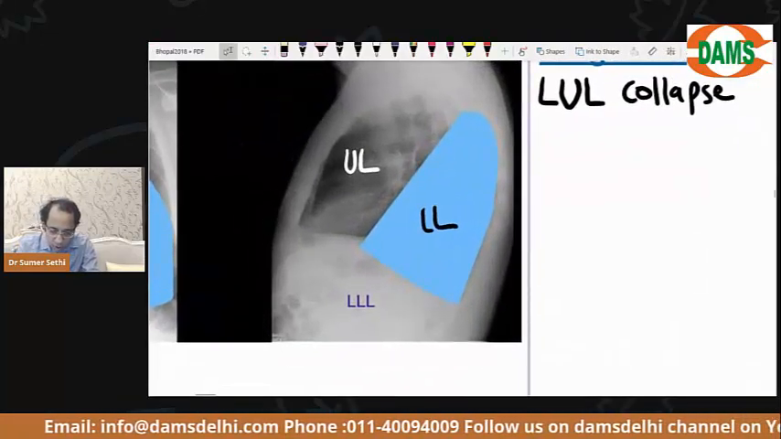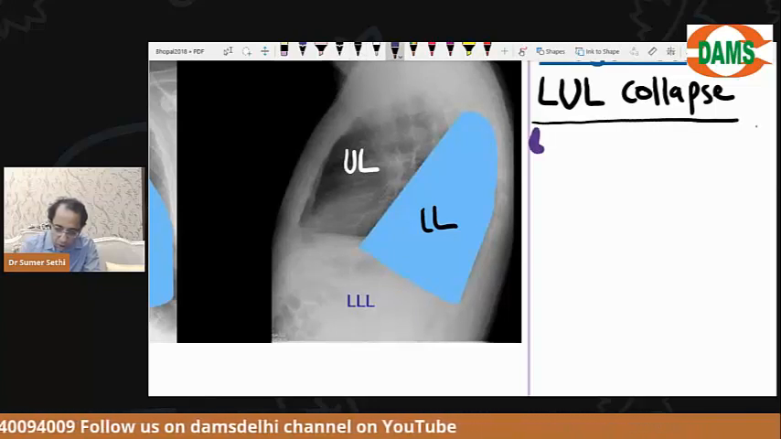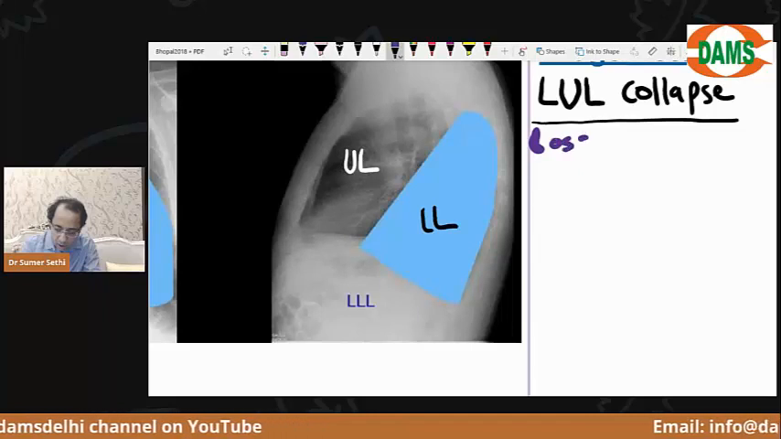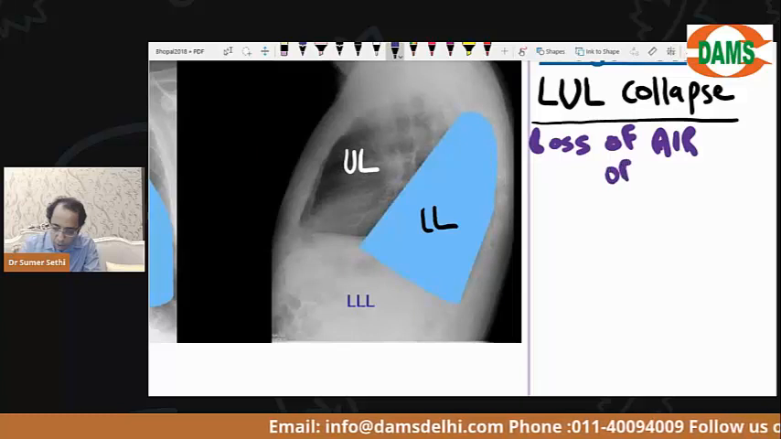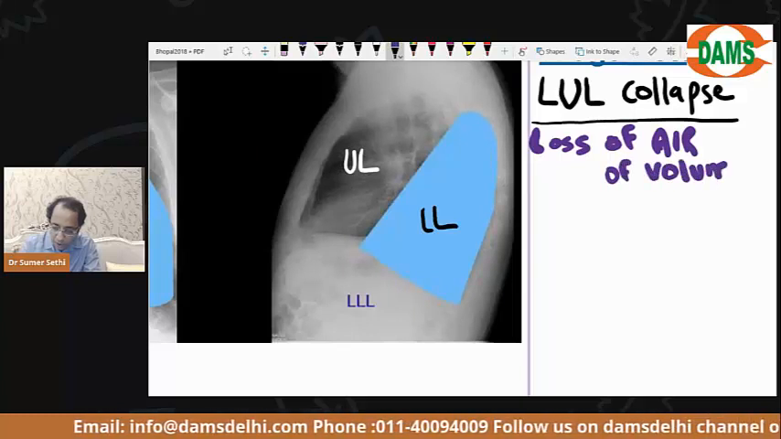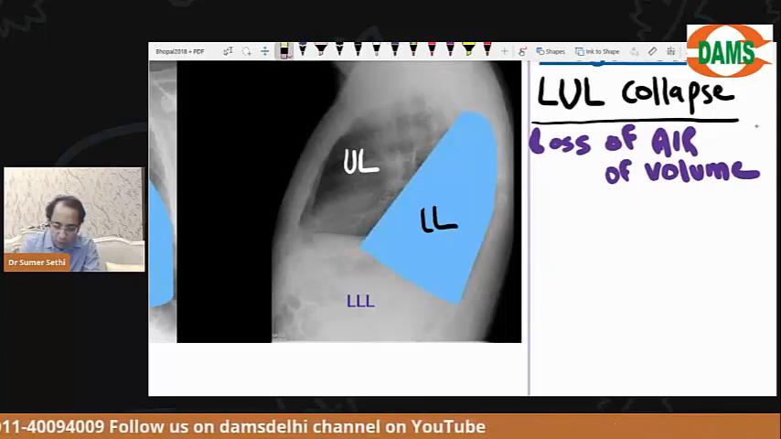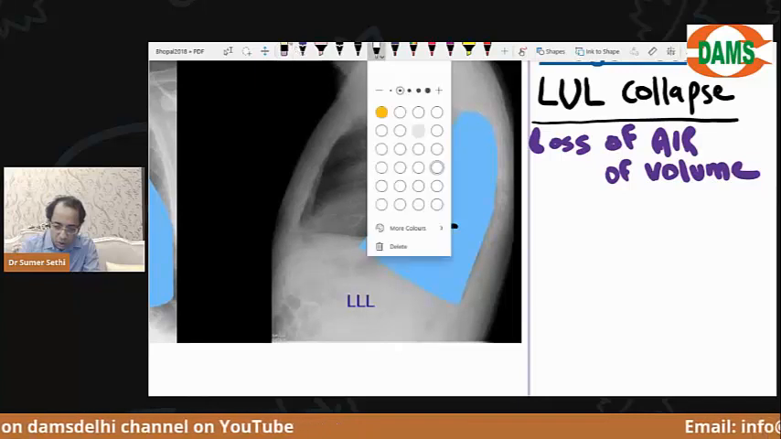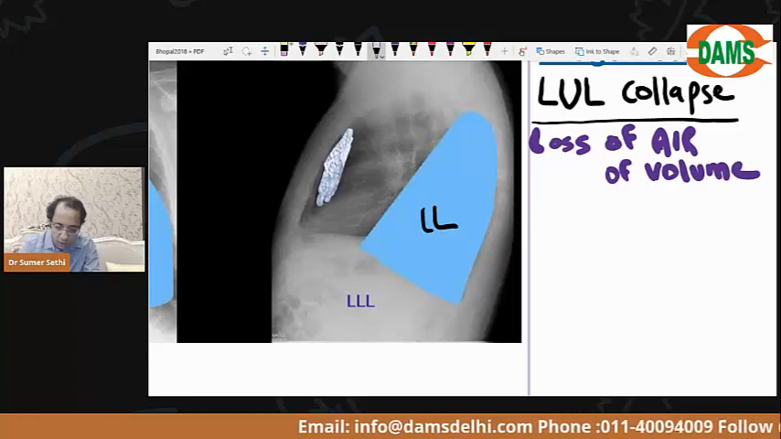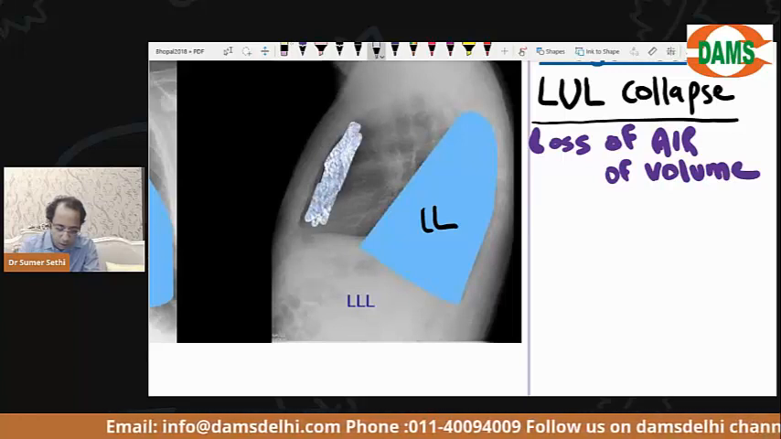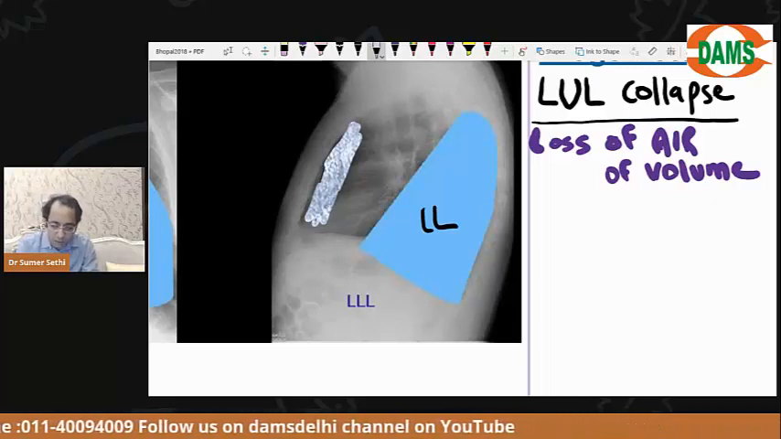Now, suppose there is left upper lobe collapse. What is collapse? I've already taught you. Collapse means loss of air, loss of volume. So what will happen to the upper lobe? The upper lobe will become white because of loss of air and it will become small. So the upper lobe will become opaque as well as small. Let's try to see it here. If there is a left upper lobe collapse, this is how it would look. It will become small, it will become white.